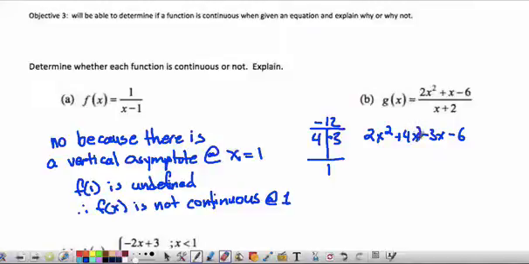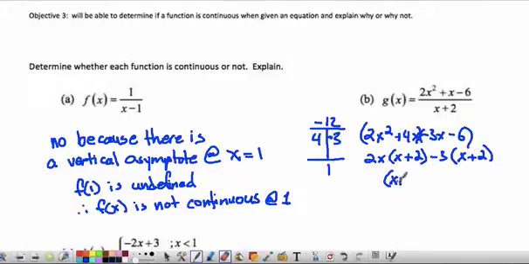And then I'm going to factor out from each of these. So I'm going to take out a 2x, and I get x plus 2. And from this one, I'm going to take out a negative 3, and I get x plus 2. Next, I can take out the x plus 2, and I'm left with 2x minus 3 all over x plus 2.